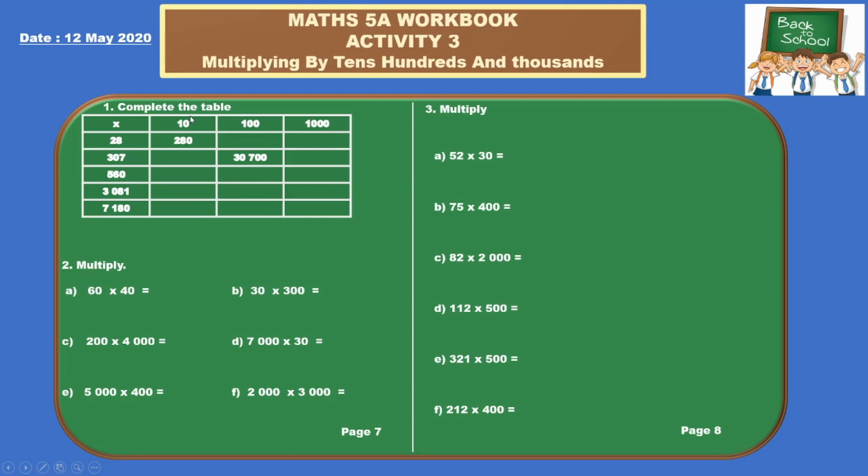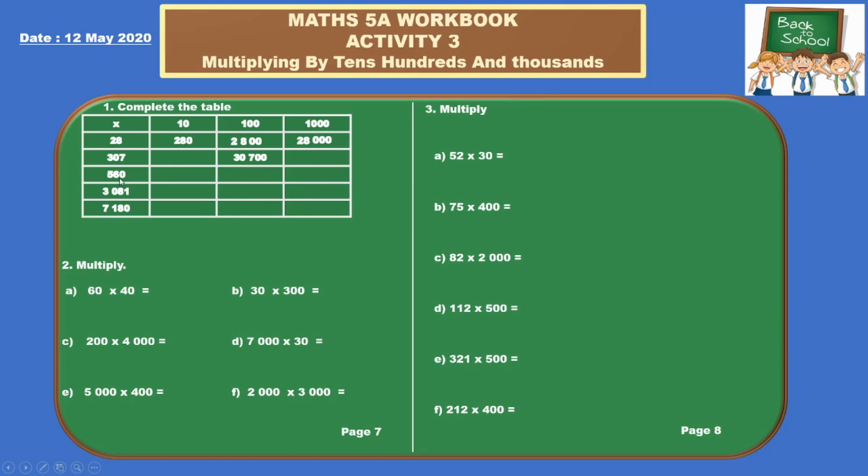28 times 10 is equal to 280. What did you notice? You just added 0 to 28. That's why it becomes 280. 28 times 100 is, you just write 28 and then you tag two zeros here. So the answer will be 2,800. 28 times 1,000. Okay, write 28, then tag 3 zeros. So the answer will be 28,000.